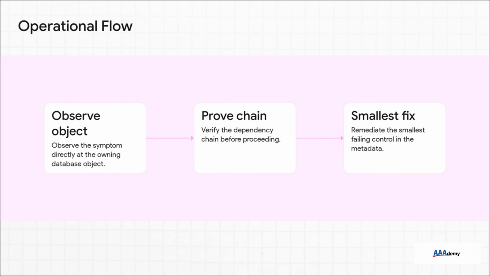The operational flow for absolutely any DP-800 troubleshooting scenario dictates a strict three-step process. Step 1, observe the symptom at the owning object, like checking the index metadata or the freshness column. Step 2, prove the dependency chain. Verify that the maintenance trigger is actually feeding the embeddings. And Step 3, only then apply the smallest possible fix. Never ever make a broad architectural change when a narrow metadata fix is what the evidence points to.